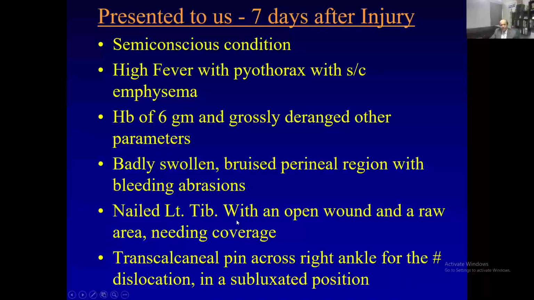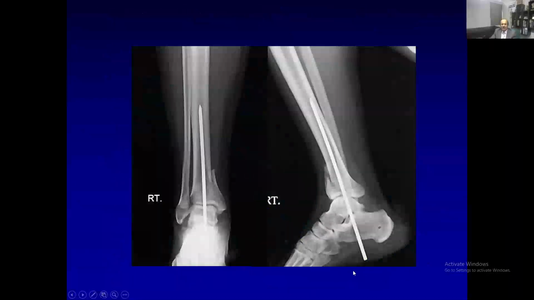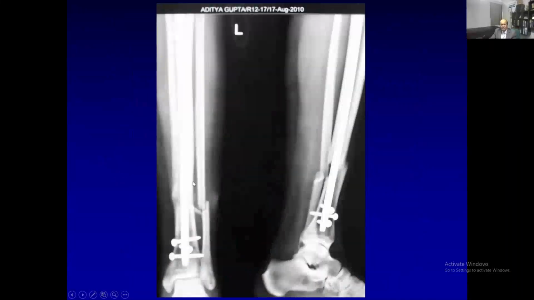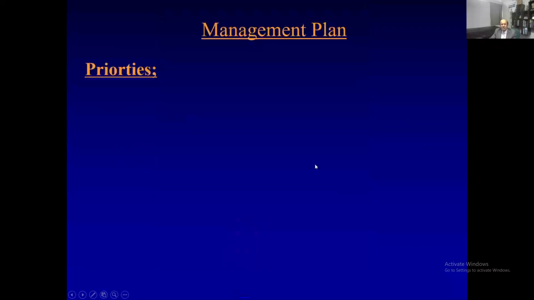Badly swollen, bruised perineal region with bleeding abrasions. The left tibia was nailed with an open raw area which needed coverage, and there was a transcalcaneal pin across the right ankle. This was already nailed, and this eventually needed bone grafting later on, and skin coverage was done.